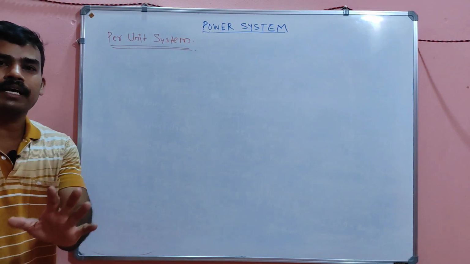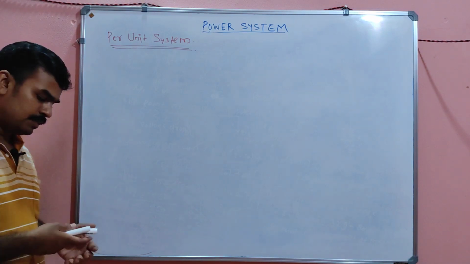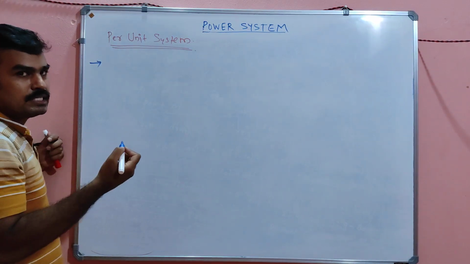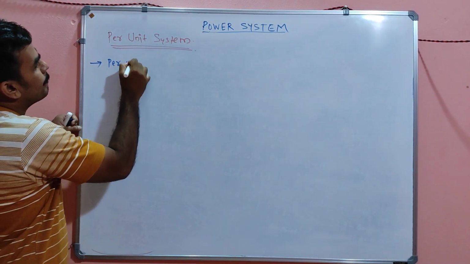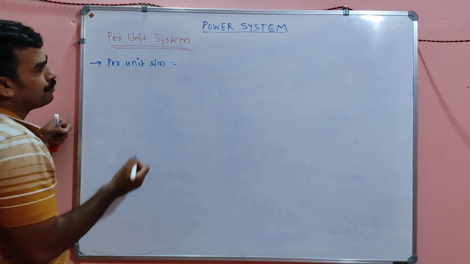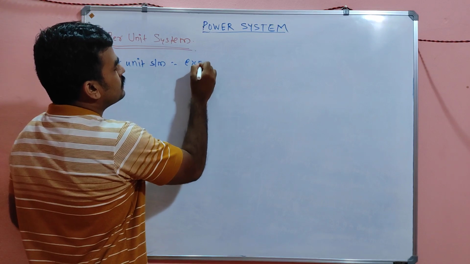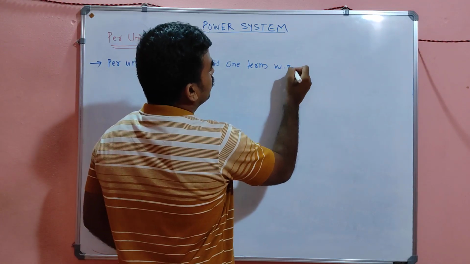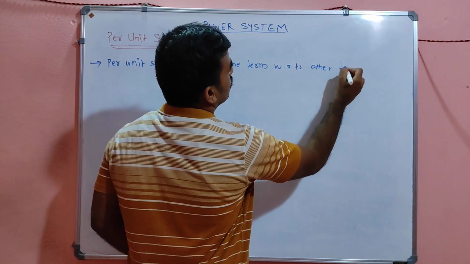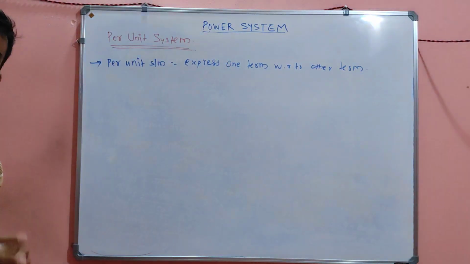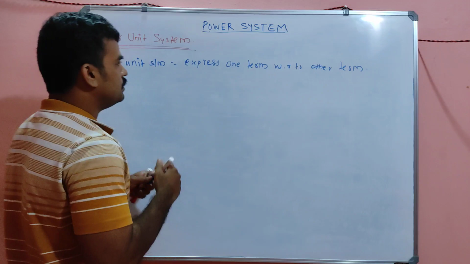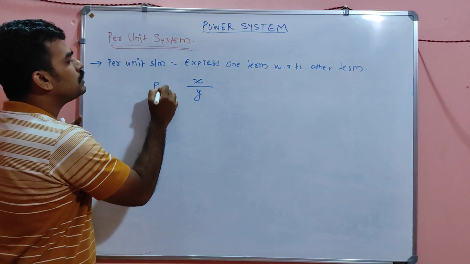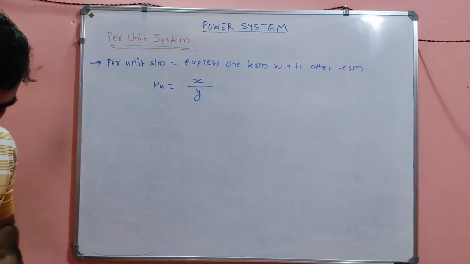So what is meant by per unit system, my dear? Literally, per unit system means expressing one term with respect to another term. That is the meaning of per unit system. You have to express one quantity, let's suppose x, in terms of y. That is called the per unit system, PU.